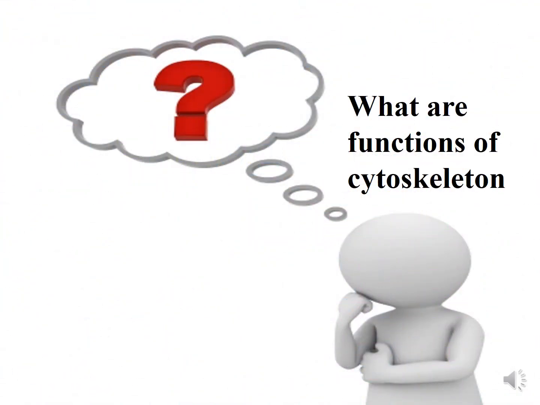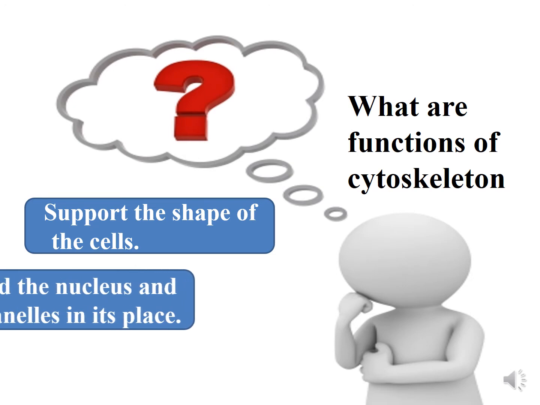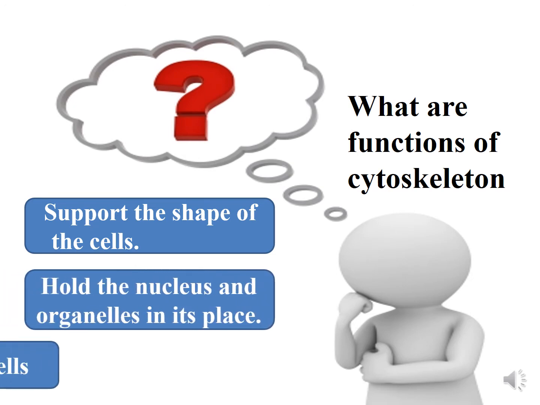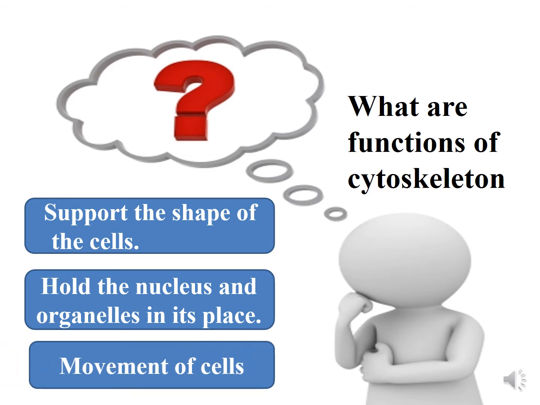What are the functions of cytoskeleton? The functions of cytoskeleton are support the shape of the cells, hold the nucleus and organelles in its place, and movement of the cells. مثل ما نلاحظ الوظائف الكثيرة للسيتوسكيلتون اللي تشمل دعم شكل الخلايا وفي التصاق النيوكليوس بالأورغانز بمواقعها بالخلايا، وأيضا يساهم في حركة الخلايا.